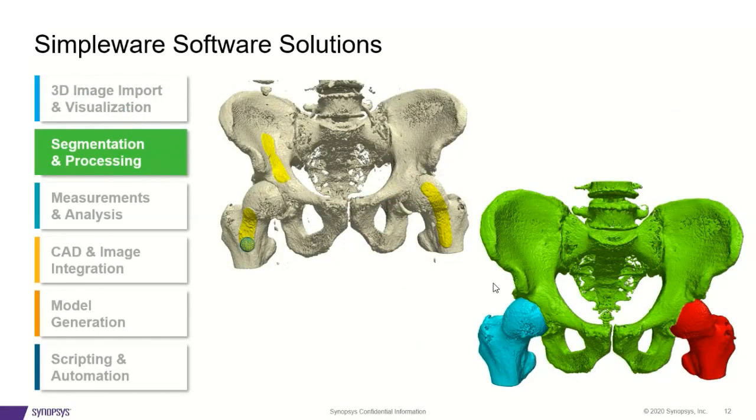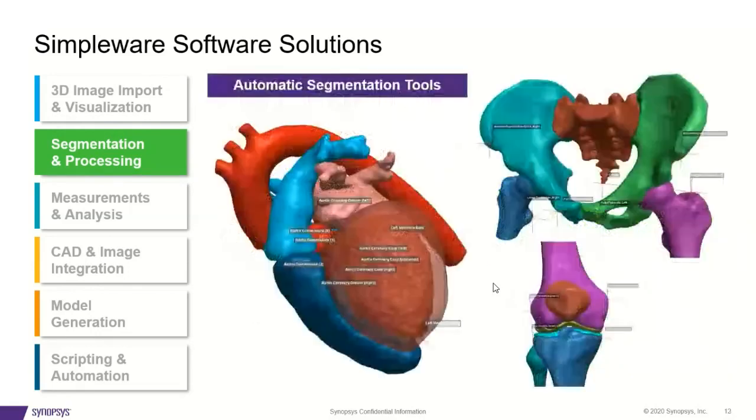Segmentation is a big area of concern in this area where it can be a bottleneck, but we have a lot of tools from completely manual to fully automatic tools. For example, here this shows the 3D editing tool that you can use for the segmentation process to, for example, split out the femurs and the pelvis from each other from the segmentation with a few simple clicks.